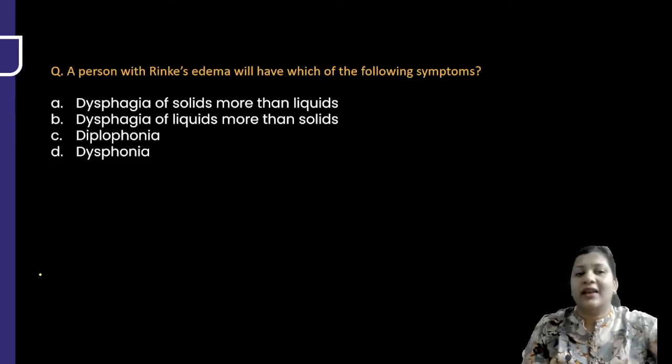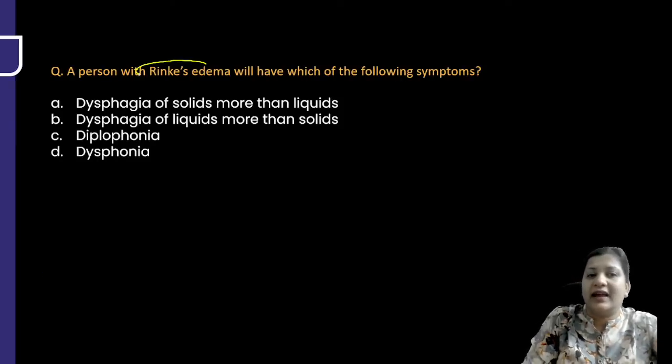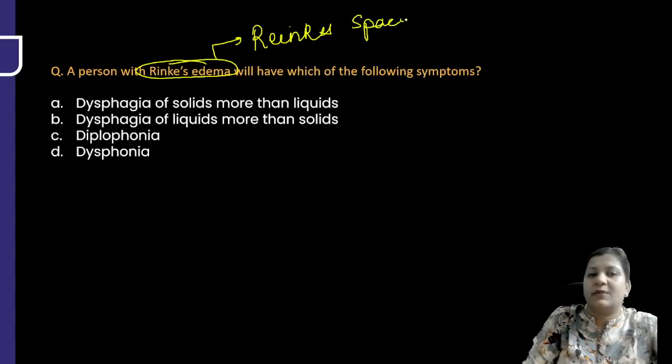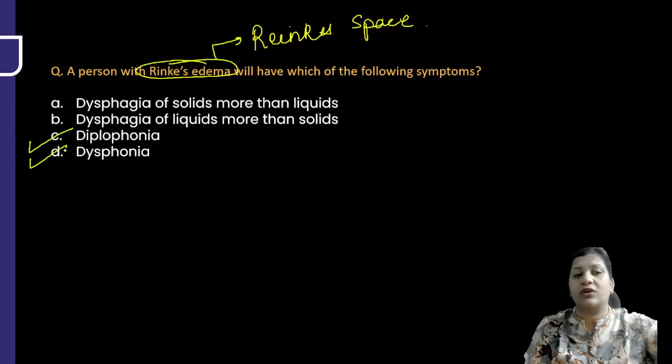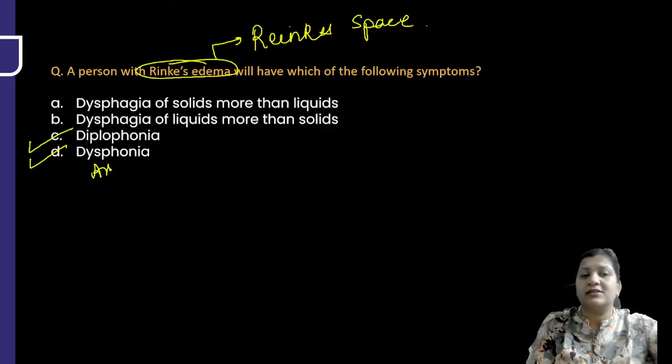Yes. So in Rinke's edema, of course, this is an edema of the subepithelial space or the Rinke space. When there is an edema of the Rinke space, they will have diplophonia or dysphonia. One of the two should be the right answer. Books mention both, but if you have to choose one, the better answer would be dysphonia over diplophonia. Okay.